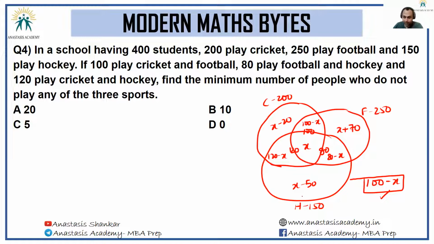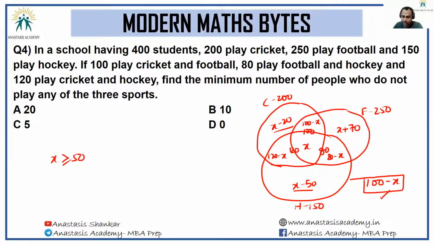So simply look at all those regions where you have X minus something. So we have X minus 50, X minus 20. Can I say X has to necessarily be greater than equal to 50? Otherwise, this region here, number of kids who are playing only hockey would be a negative number. That is impossible.